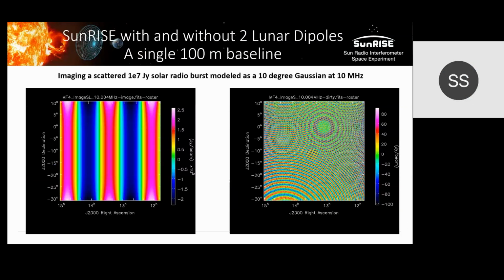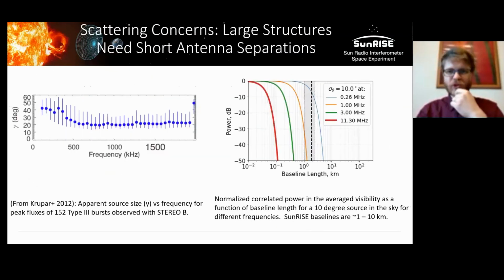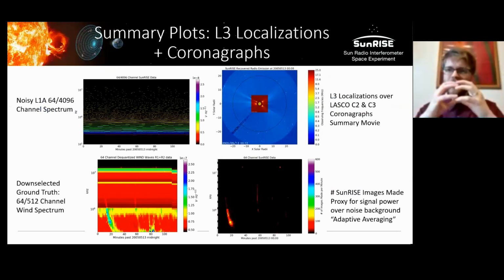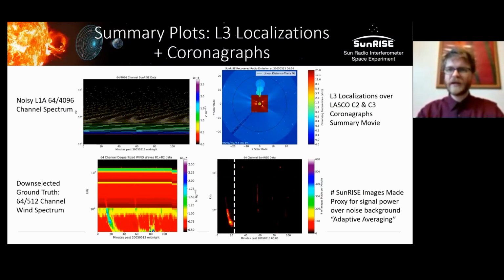Right. So we want to have good enough resolution to constrain where the radio burst is coming from to within 1/3 of a typical CME width. And to do that, we need 10-kilometer baselines. And because of collision concerns, the spacecraft can't get closer than about a kilometer together in their planned orbital configuration.